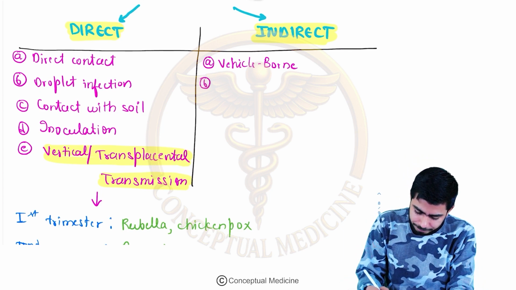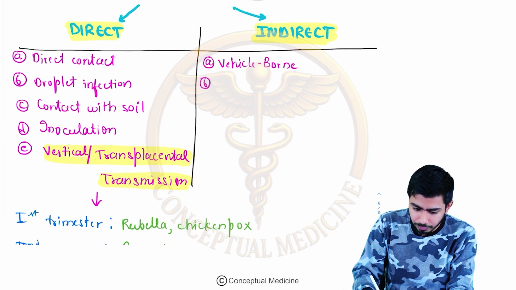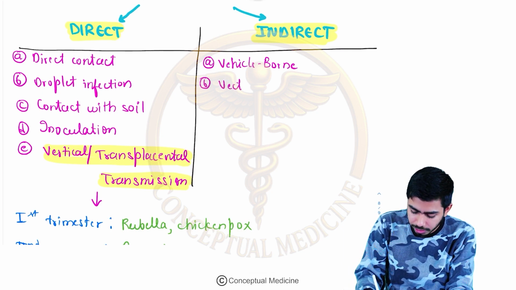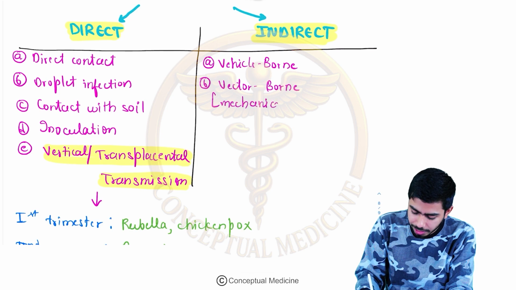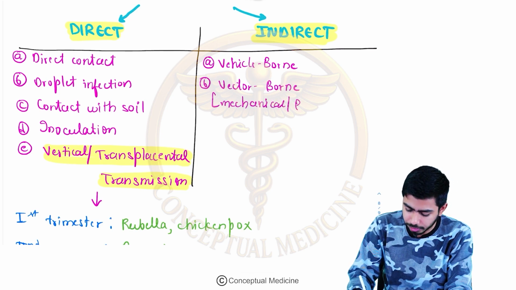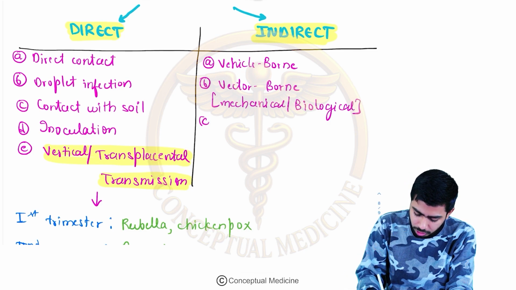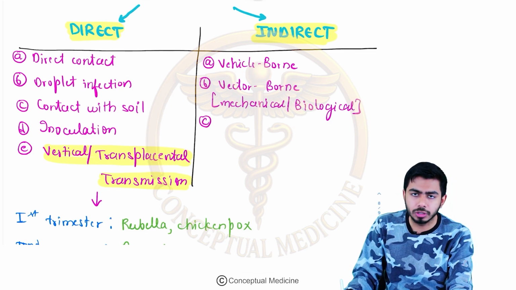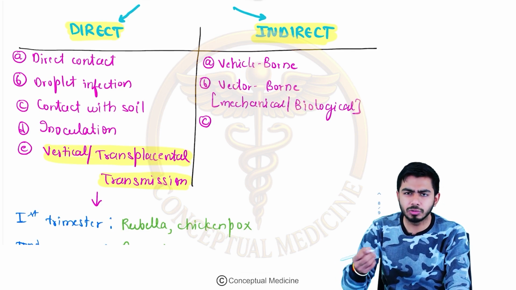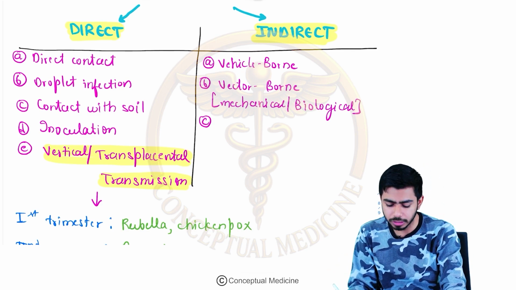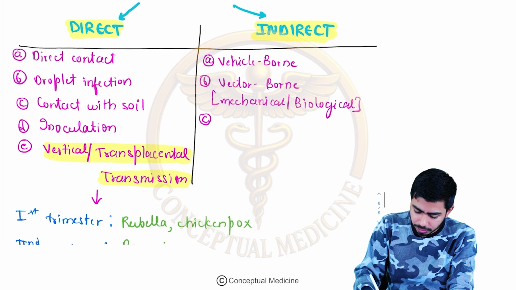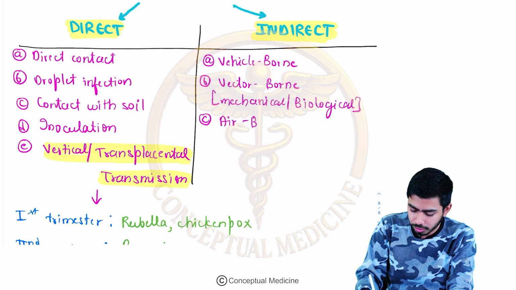Second one, guys, it could be the vector-borne. In the vector-borne category, we are talking about two types basically. One is the mechanical type, and another one is the biological type. I will talk about that in a few moments. Let me talk about the other ones as well. Vector-borne, I need to talk about some points over there. Next one is the airborne disease.